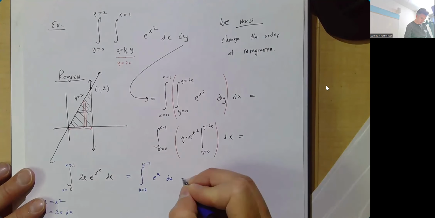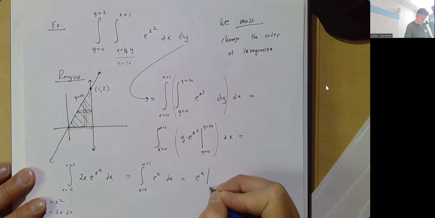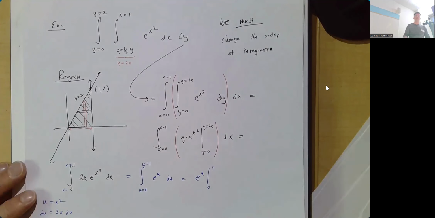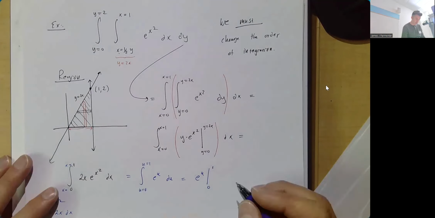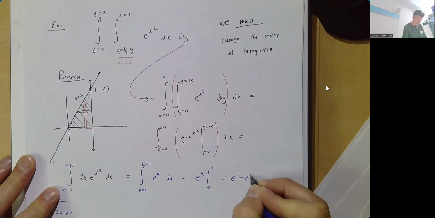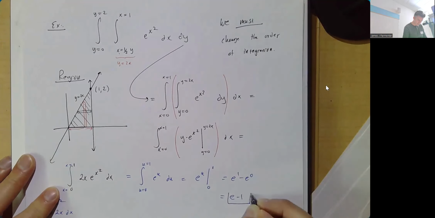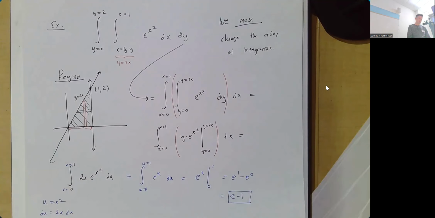Integrate, not very exciting. e to the u from u equals 0 to u equals 1. You could plug back in x squared and then plug in 0 and 1, but we could have also done that for the previous problem. We could have left it in terms of u. I just didn't want to there. So here we're going to get e to the 1 minus e to the 0, which is going to be e minus 1. And that's how much volume we have under this surface over that region.